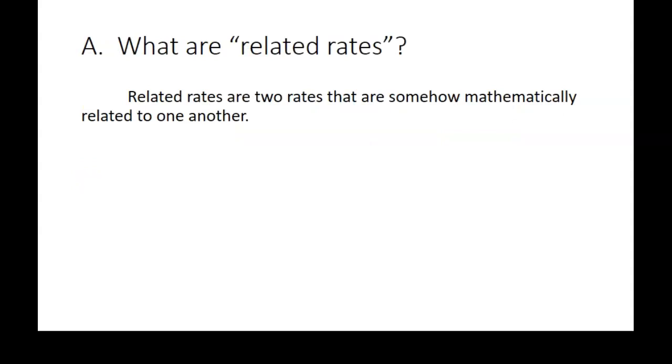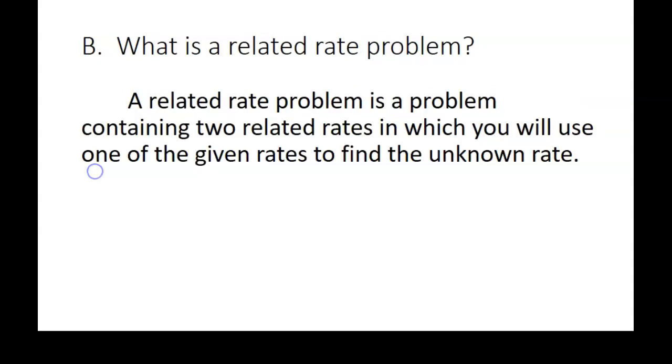What are related rates? Related rates are two rates that are somehow mathematically related to each other. Two speeds, two rates that are both changing together. It doesn't mean they're changing at the same pace. It just means that as this one is changing, the other one is changing with it. Okay, so back to our rock in the pond story, the radius's rate affects the area's rate.